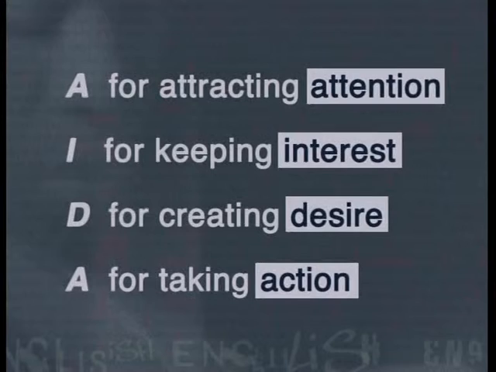Hi, I'm Megan. Welcome to our first extension lesson in this series on advertising. We are discussing the 4 basic steps to a successful advert, the AIDA steps. A is for attracting attention, I is for keeping interest, D is for creating desire, and A is for taking action. So far, we have focused on the first step, attracting attention.